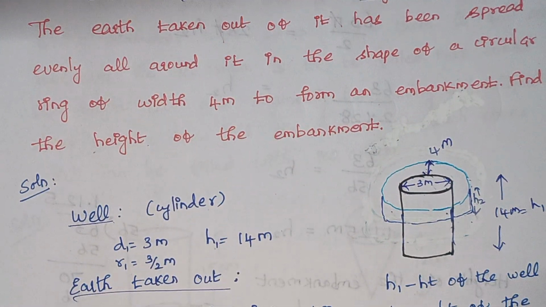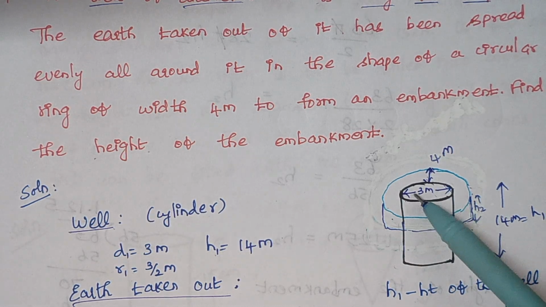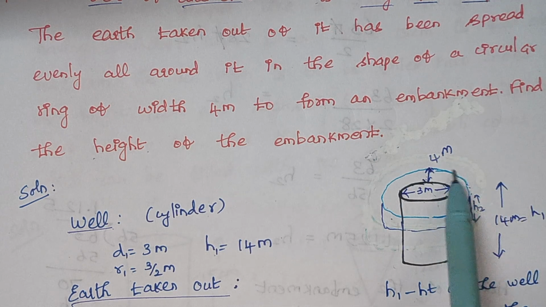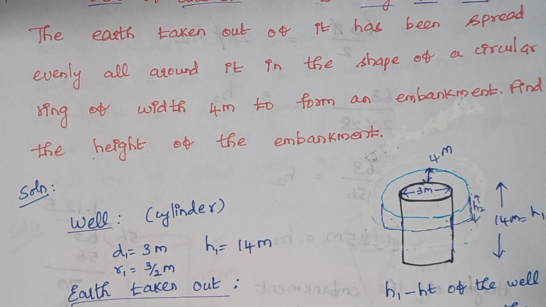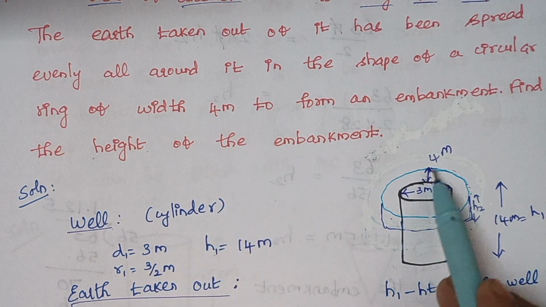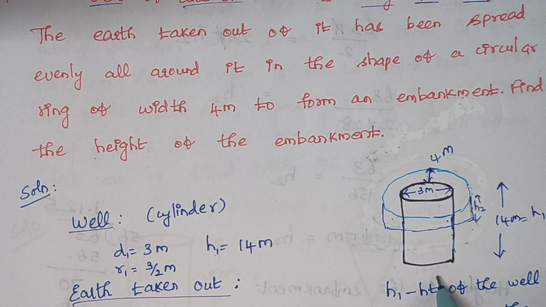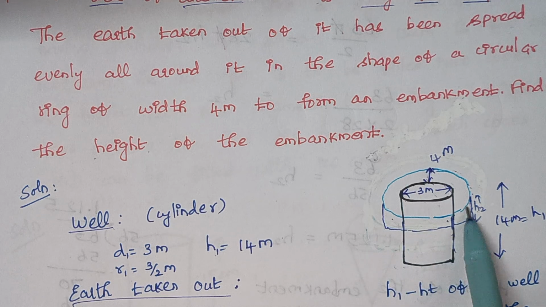That is, this is the well, and the earth, that is the soil which is removed from this space, from the well, is evenly spread around it. The soil taken from the well is spread around the well in such a way that it forms an embankment. Now the width is given. So this is the width of the embankment and we have to find the height. So this is the diagram. This is your well. The thing which I have drawn in black color is the well, and this part is the embankment.